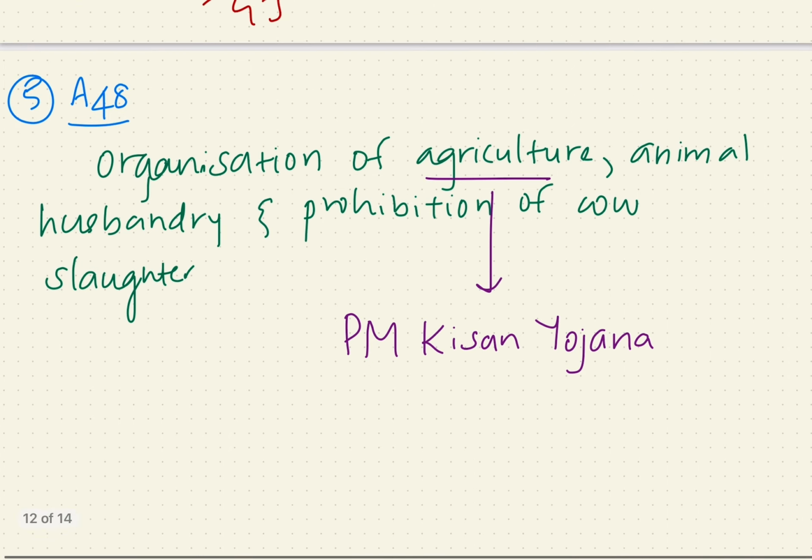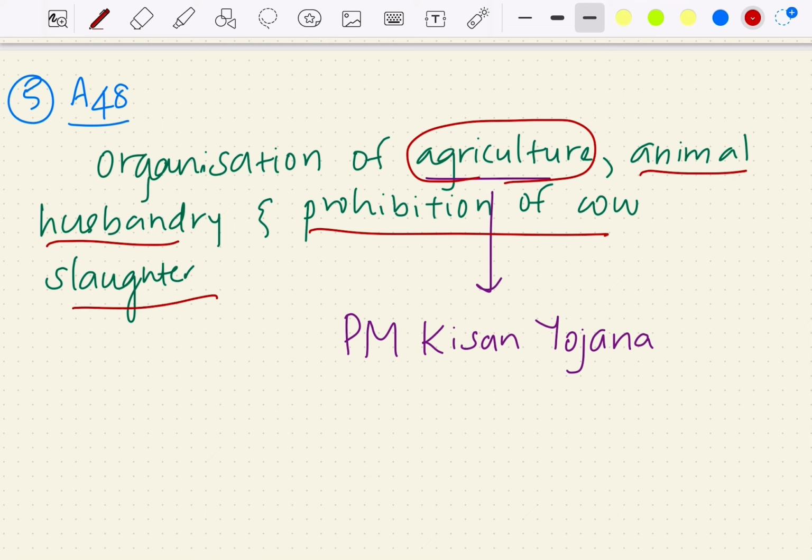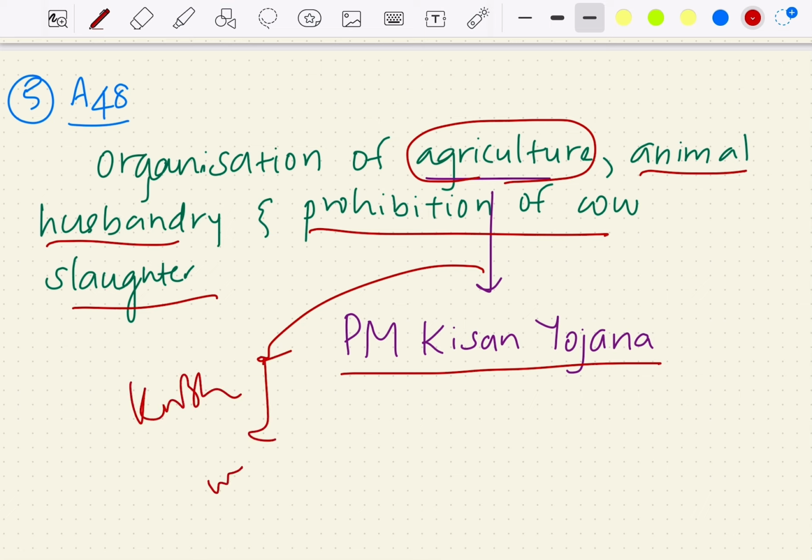Next we have Article 48. Article 48 speaks about the organization of agriculture, animal husbandry and the prohibition of cow slaughter. For agriculture there are a lot of welfare schemes: Pradhan Mantri Krishi Sinchai Yojana, watershed development programs. All these programs are for agriculture, and this is one of the directive principles of state policy also. So this is about Article 48.